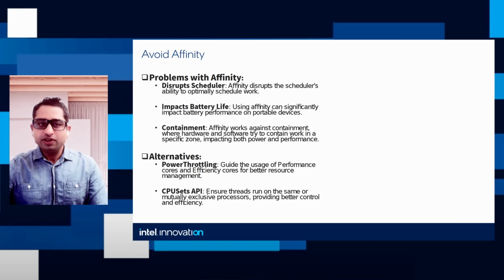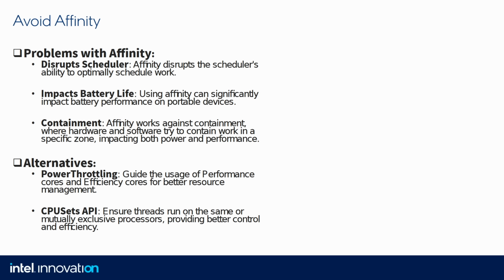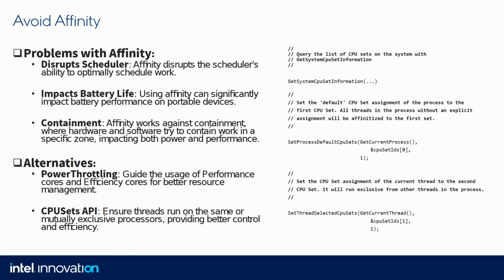Traditionally, affinity has been used to run on the same or mutually exclusive processors. In these scenarios, threads can use the CPU sets API instead. This approach allows for better resource management and avoids the pitfalls of affinity. So let's take an example of CPU sets. First of all, you can call the API GetSystemCpuSetInformation to get all the CPU sets available for this particular system.